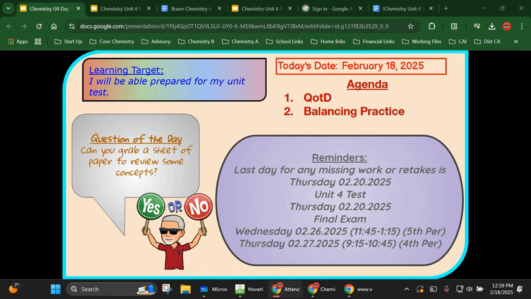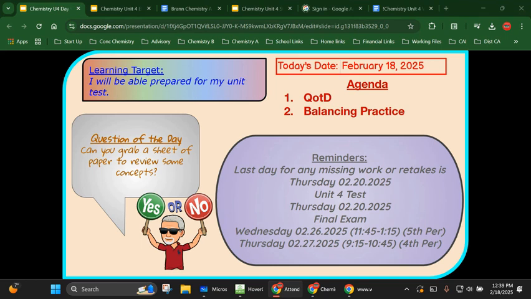It will be a short test. It is 10 questions, about 25 points, 26 points. So not near as big as the other tests that we have done. Next week on Thursday will be your final exam from 9:15 till 10:45. Questions on any of that?